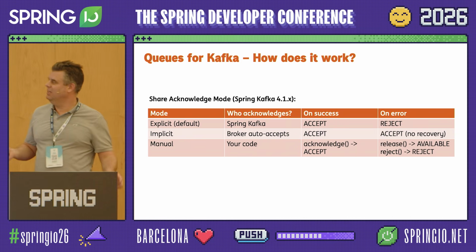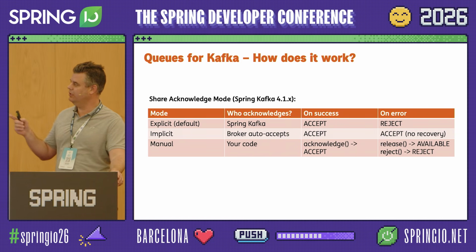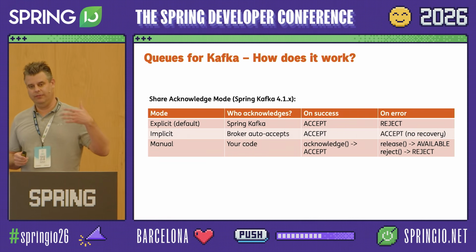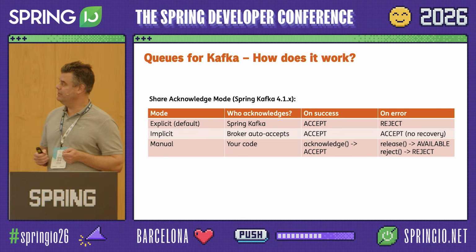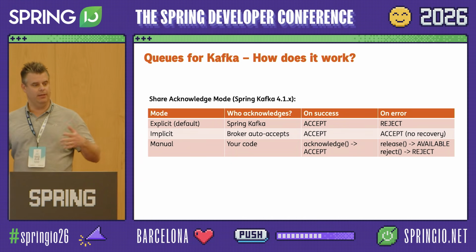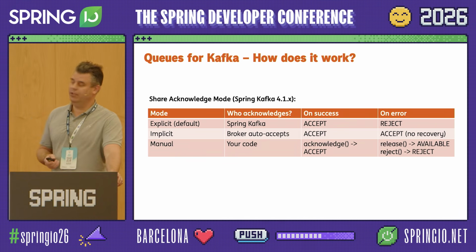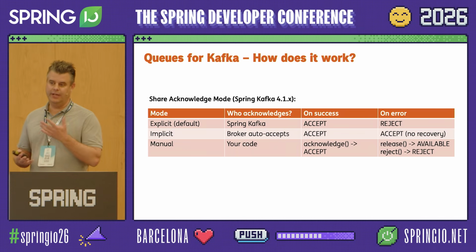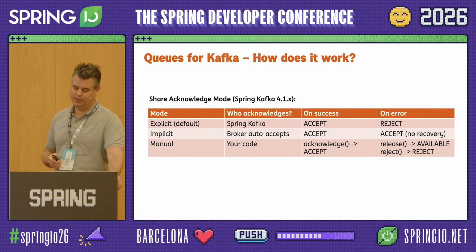For me, it's not really useful, to be honest, but I think the most important one is the manual way of acknowledging. Spring Kafka gives you an API to say, I accept a message, or I reject one, or I release it so it will be redelivered to another share consumer in the group. So you have more fine-grained control over when you accept, release or reject those events.